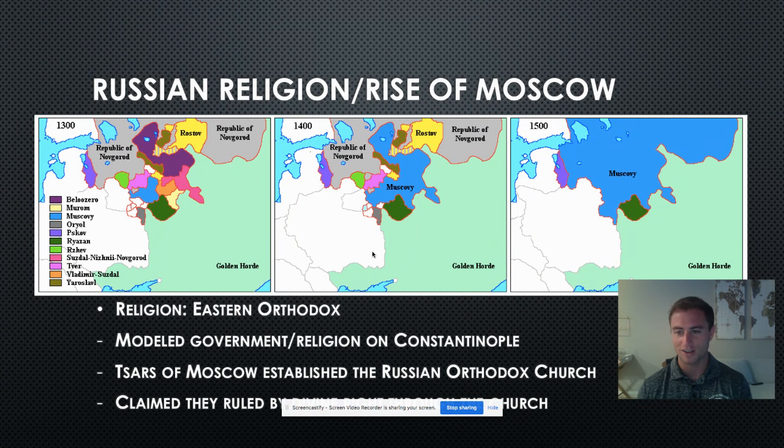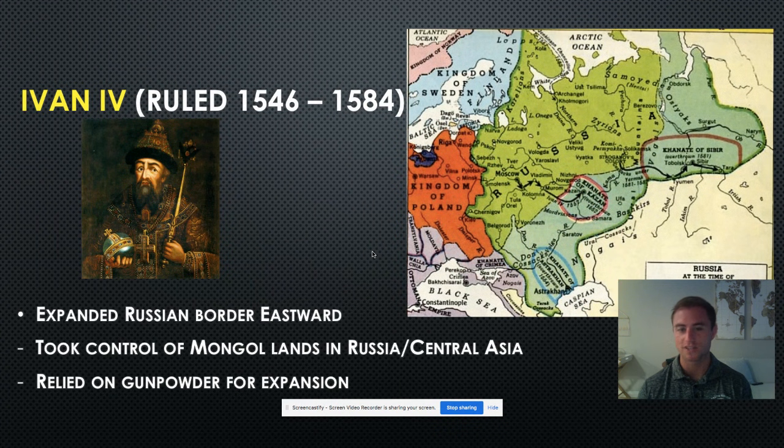And so Moscow is now making this move to become divine kings, like we see in England, like we see in France. One such ruler that does this effectively is Ivan IV. Ivan IV is going to really raise the power and prestige of Russia and Moscow, because he's going to expand Russia eastward. He's going to move into these lands that are still controlled by the Mongols, coming into Central Asia, and adding this land to Russia. And they're doing this by relying on gunpowder. And so Russia starts to move into, especially these areas over here, Siberia.